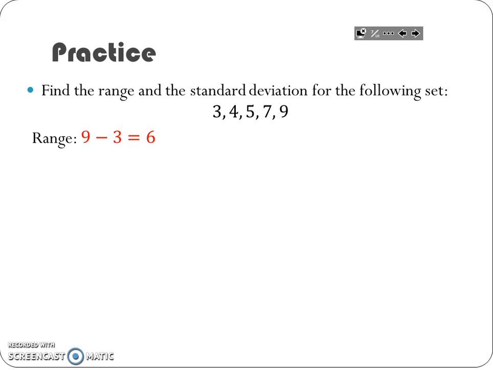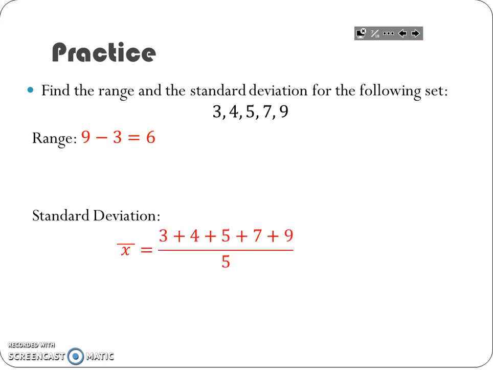Now next, I need to find my standard deviation. But before I can find my standard deviation, remember your standard deviation is on average, how far from the average are each of these numbers? So I need to find my average of these numbers first. To do that, I need to take 3, 4, 5, 7, and 9 and divide it by 5. When I do that, I get 28 over 5, which gives me 5.6. So my mean for these 5 numbers is 5.6.